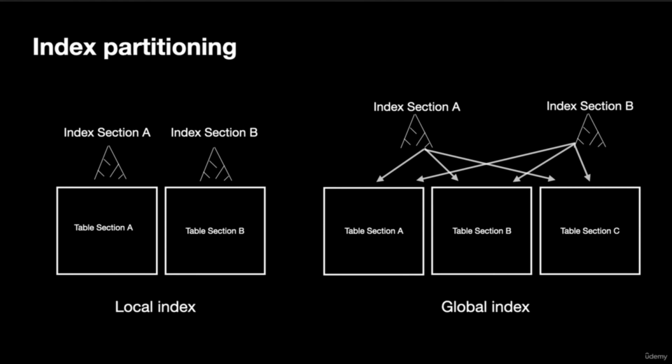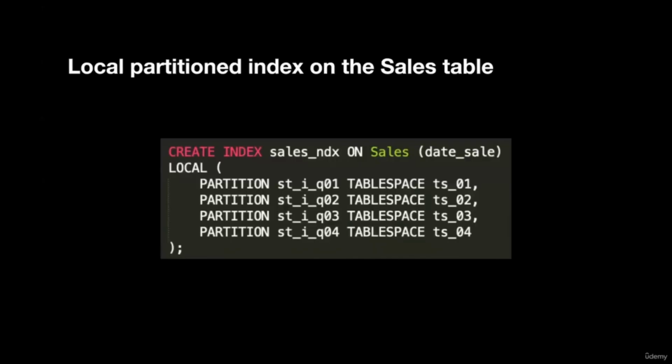Let's look at example number 1. Let's create a local partitioned index on the sales table. The partition key for this table is the sales date as date column. The index creation code snippet is shown below.